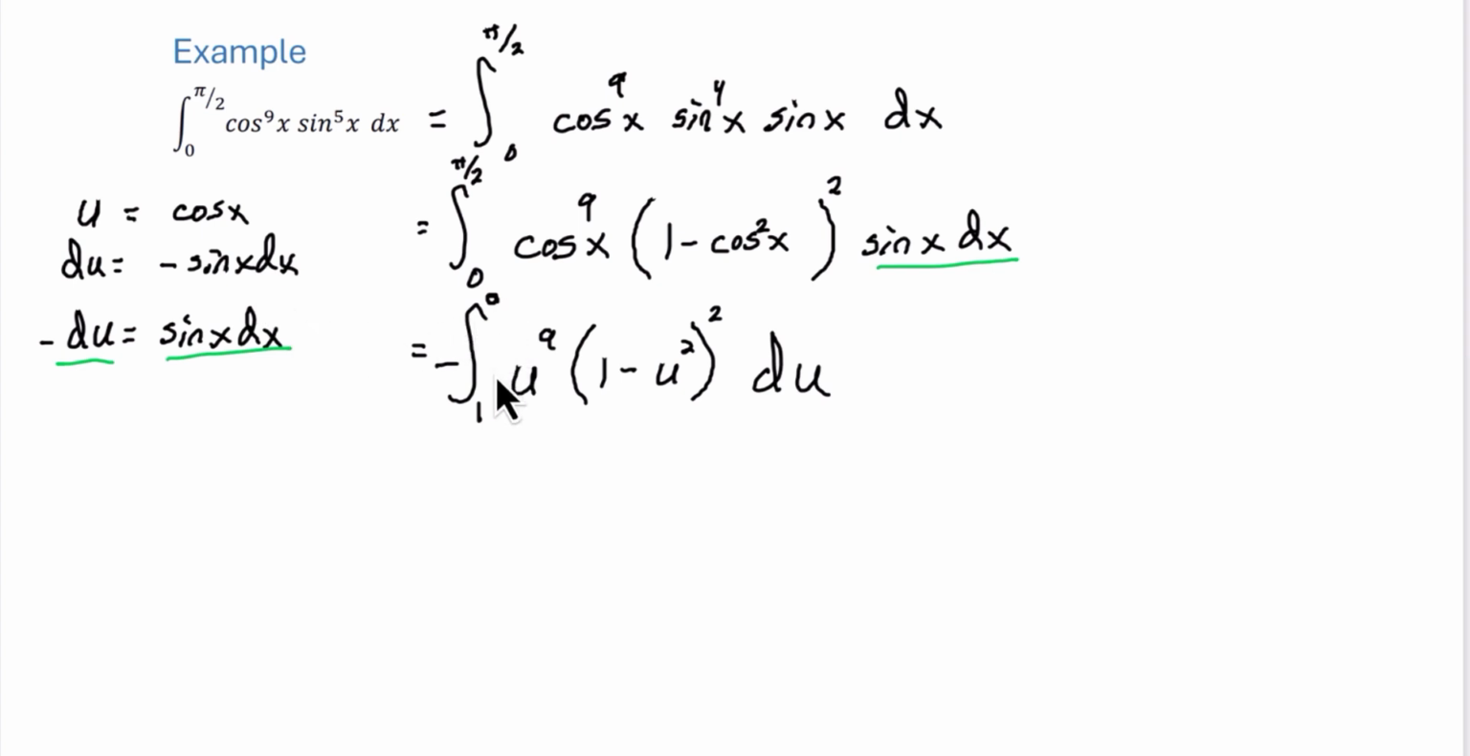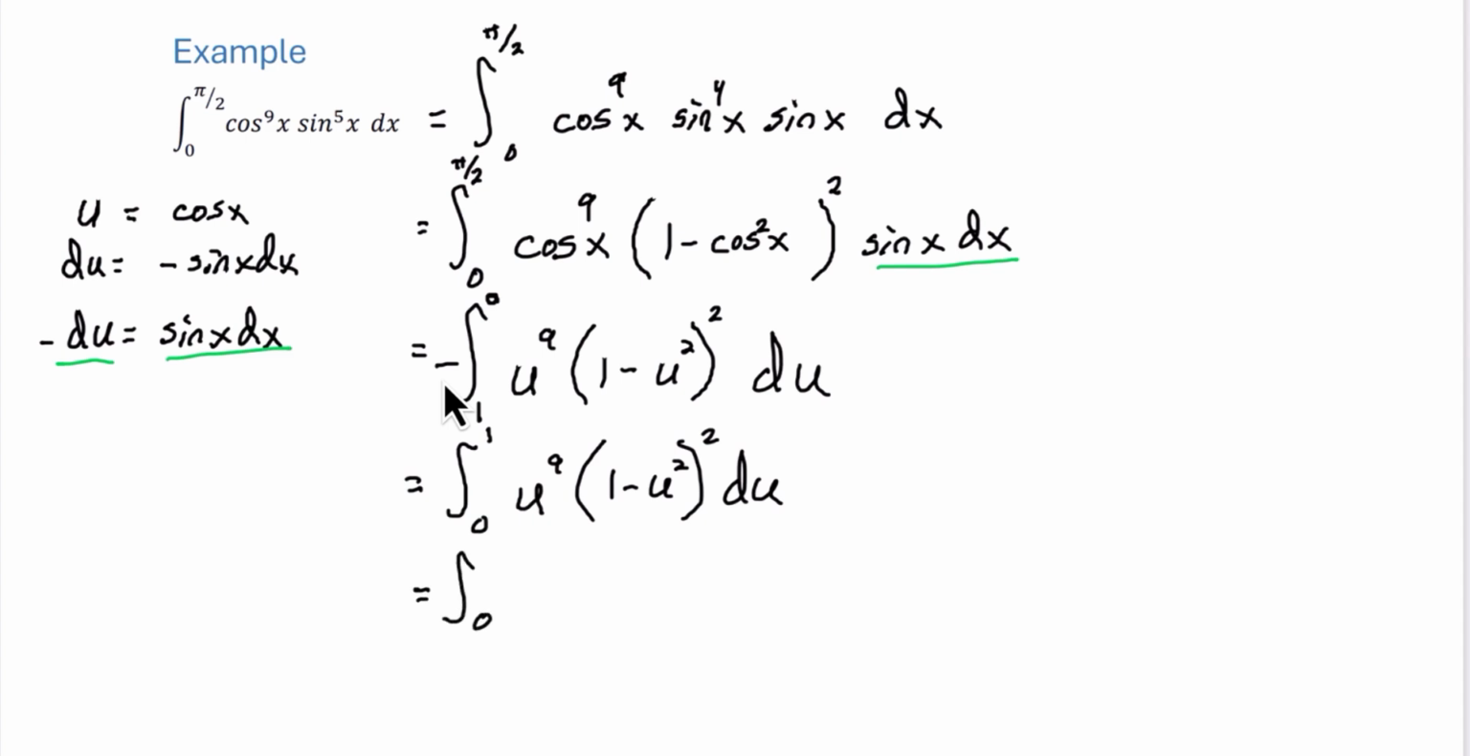So our new upper limit is 0. At this point, it may look a little weird because our lower limit is bigger than the upper limit. We can change that. We can flip the limits of integration by changing the sign of the integral. That's going to be helpful for two reasons. It'll flip the limits and it will get rid of our negative sign. So we have now the integral from 0 to 1 of u to the 9th times 1 minus u squared, quantity squared, du. Let's do a little bit of algebra now to clean this up.